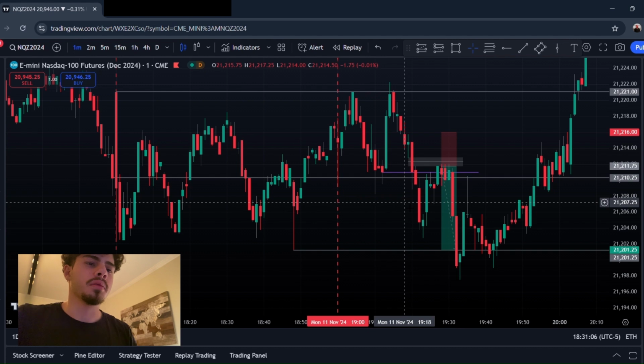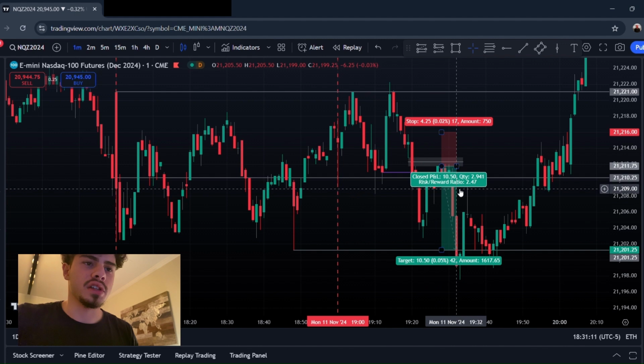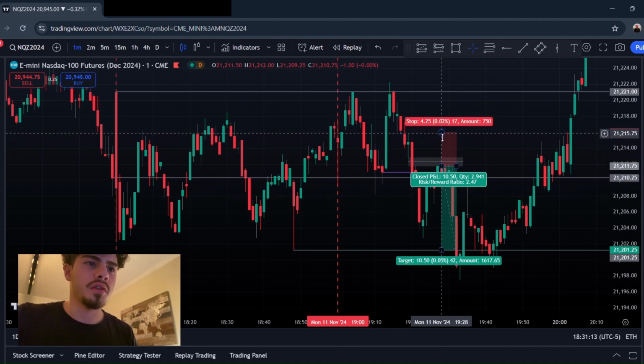So now I know, okay, this is a time where I can take a short. So I take a short here for a 2.47, and I put my stops above the fair value gap, and there's kind of an order block here, so I put it above that.